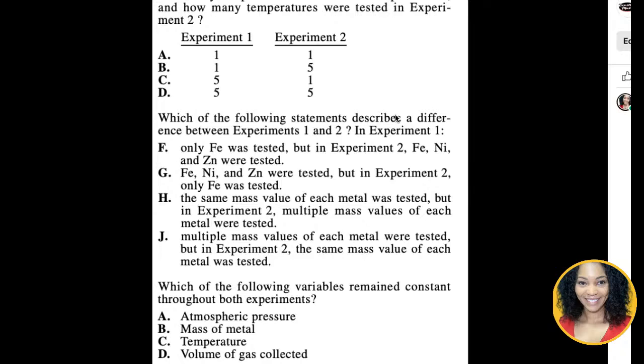Okay. And I would go through each of these and determine if they are true or not. If not, then I'm going to eliminate it. And what will happen here is we will eliminate all the incorrect answers and we'll be left with the one right solution. So, in experiment 1, only Fe was tested, but in experiment 2, Fe, Ni, and Zn were tested.